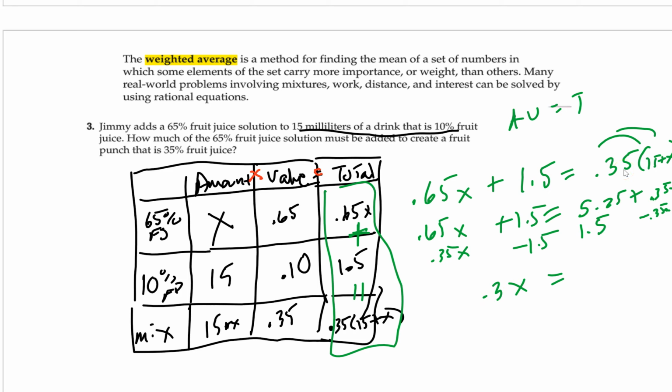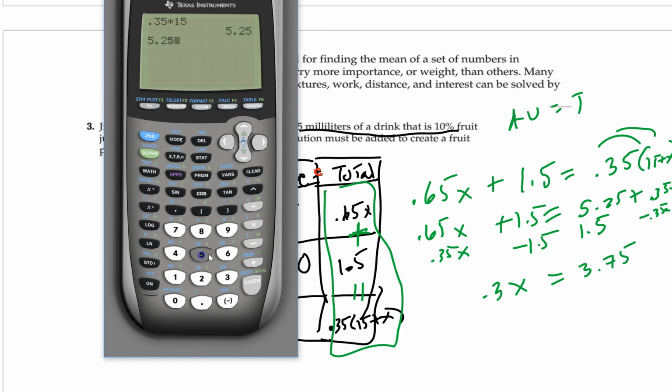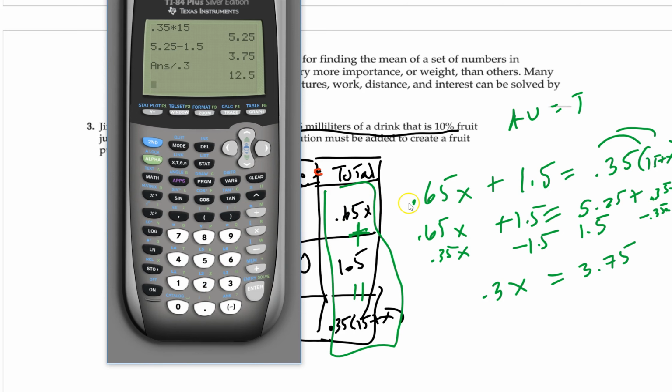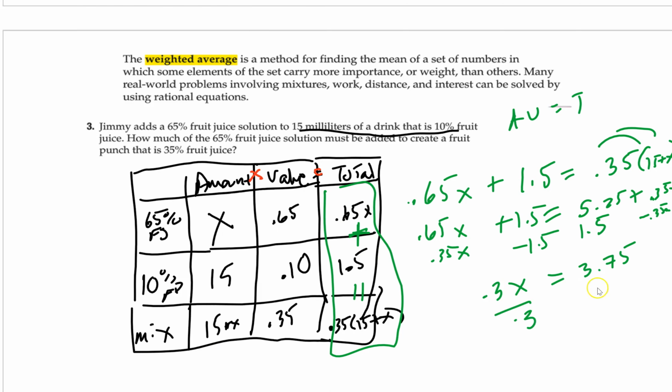Over here I get 5.25 minus 1.5. So I should be able to do that, that's 3.75. Let me double check this to make sure. 5.25 minus 1.5. So yeah. And then all we do here is divide by 0.3, and you get 12.5. So x equals 12.5. That's how much of the 65% free juice I gotta add. I gotta add 12.5 milliliters to make my Willy Wonka creation of this mixture to be exactly 35% free juice.